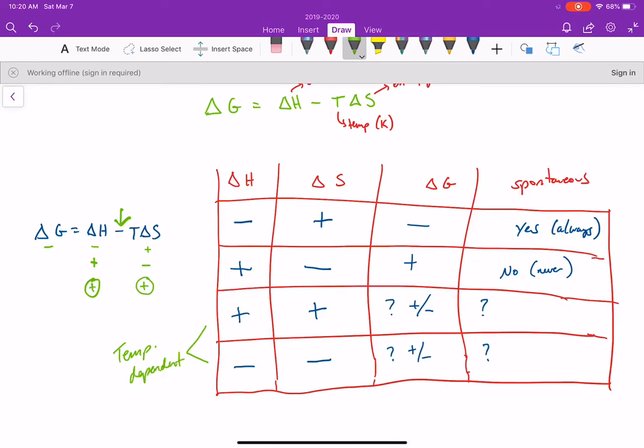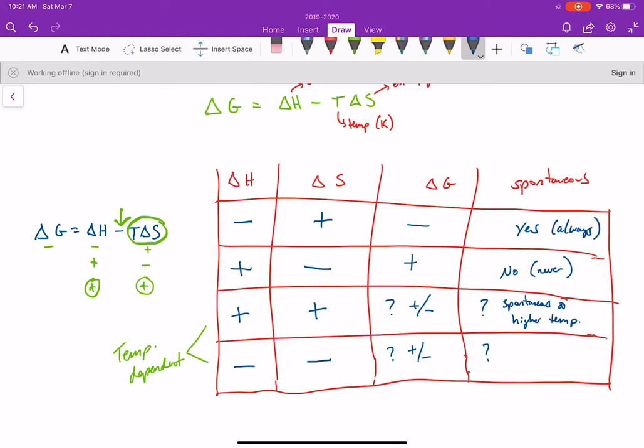Okay? In other words, think about the positive, positive situation, right? We have positive, positive. If temperature is really, really, really big, that's going to make this really, really, really big. In other words, the entropy will become more important. Entropy is good, so if temperature is really, really high here, then this is going to work. So this would be spontaneous at higher temperatures.